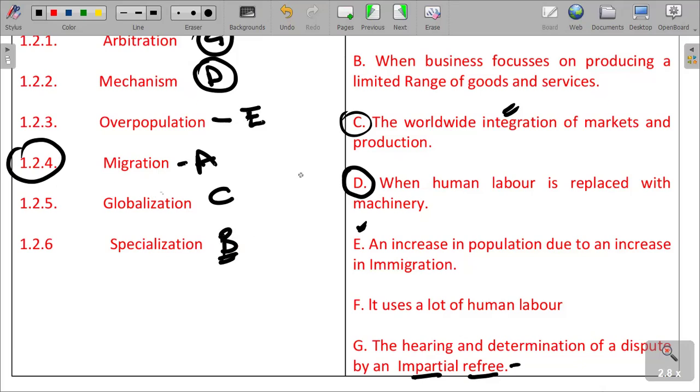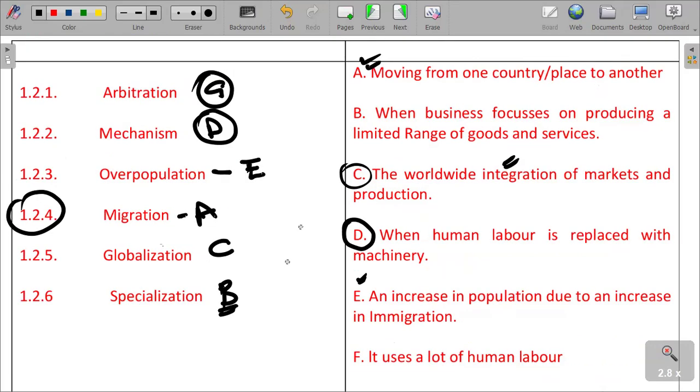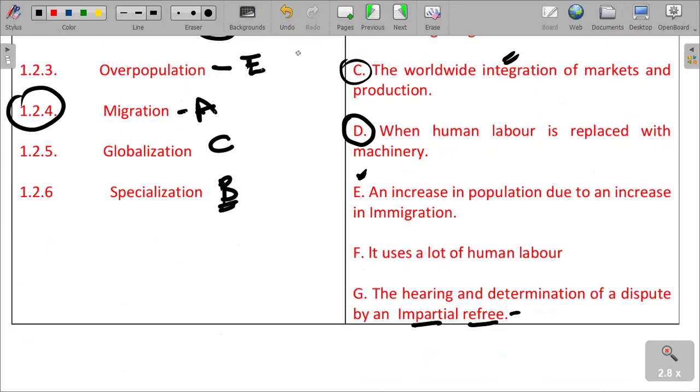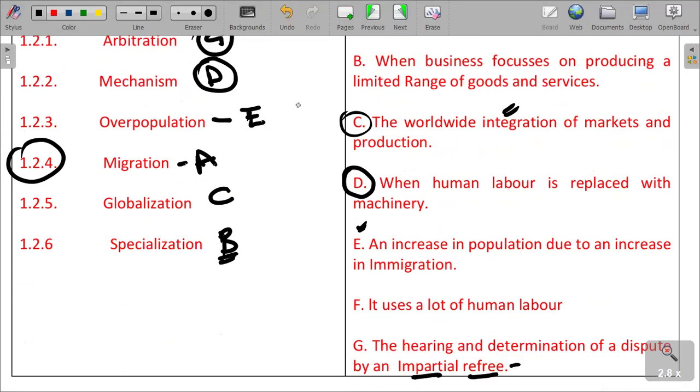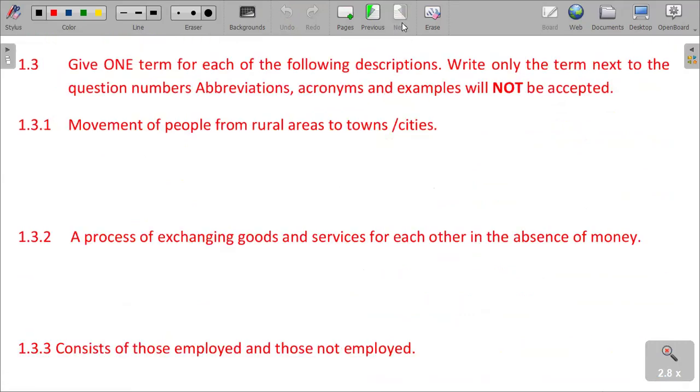Advantages of that, we can come to as we continue. But specialization basically works on focusing and concentrating on producing a limited range of goods and services in order to maximize or concentrate resources. So that is what we are saying. Please take note, these are the answers: arbitration, overpopulation, migration, as well as specialization. We can have a lot of other terms that might be given there.